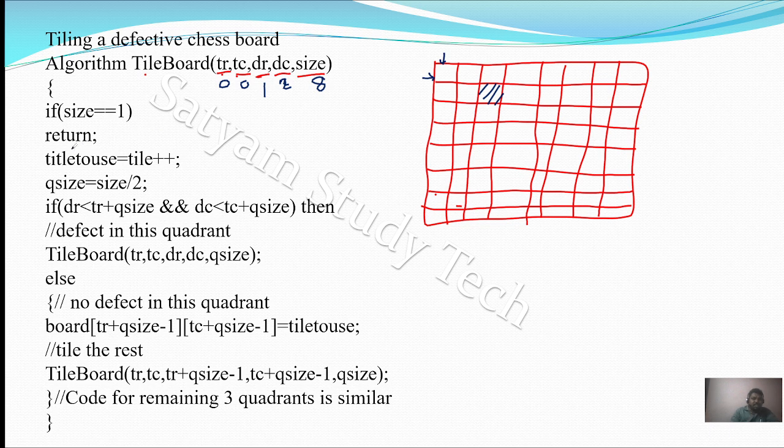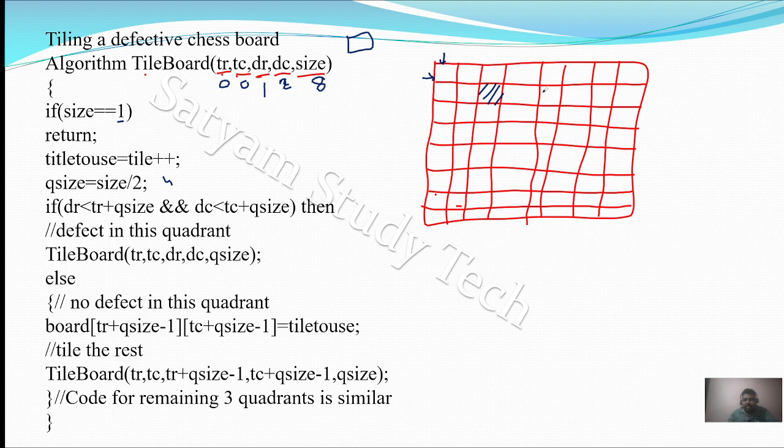Now you can check the condition. If size equal to 1, that means the board is a 1 by 1 chessboard. You know already in a 1 by 1 chessboard, only one defective cell is there. So that is a small problem, then no need to divide that problem into sub problems. Directly you can return and solve that problem. Otherwise, tile to use tile plus plus, and quadrant size is size by 2. So here the size is 8, so 8 by 2, that is 4.